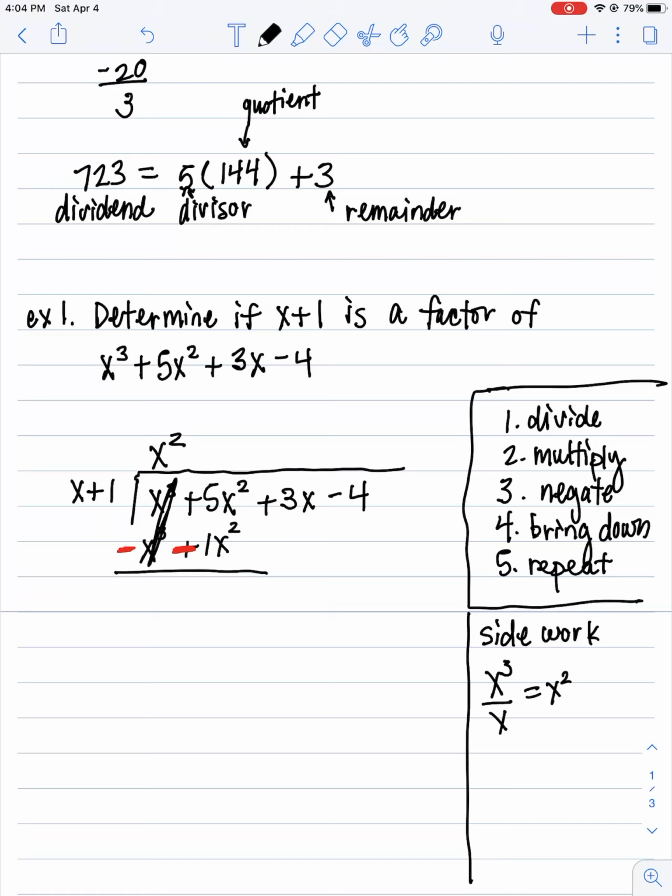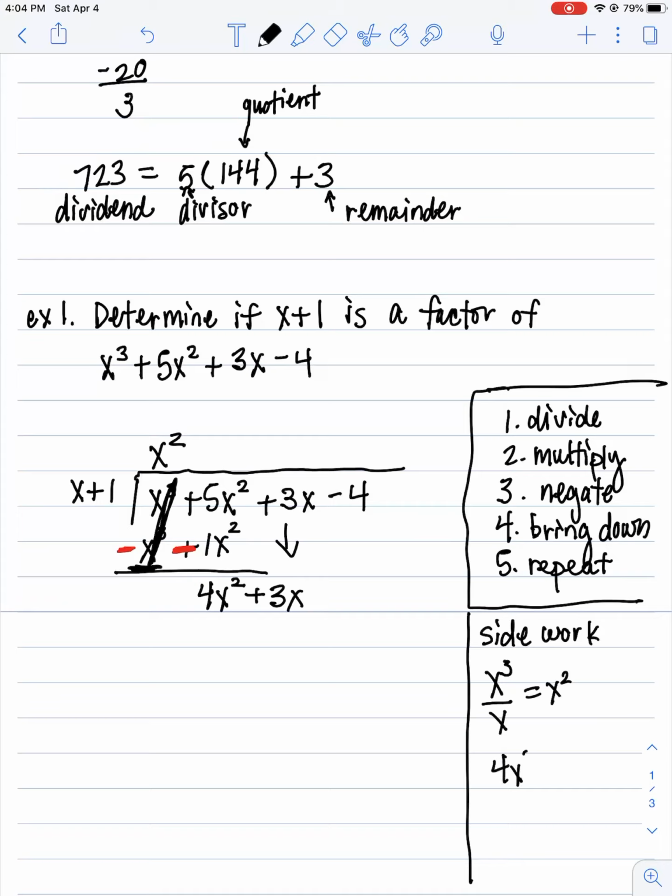Now, go back to black. x cubed minus x cubed, well, that's going to cancel out. And 5x squared minus 1x squared is 4x squared. Let me give you a piece of advice: if this first term right here doesn't cancel out, then you have messed up somehow. Now after we negate, we bring down. What do we bring down? We bring down plus 3x. And we repeat this process all over again.